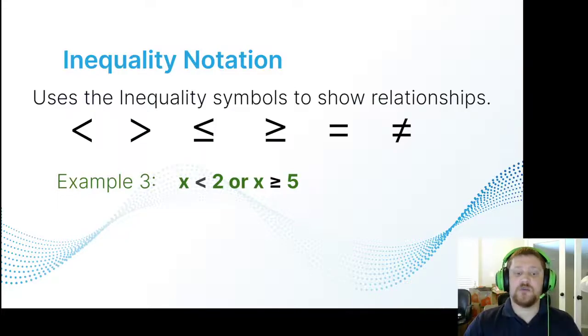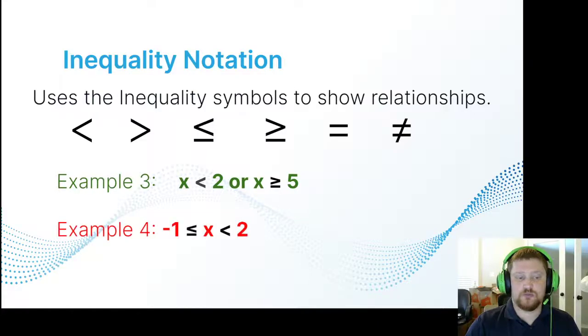If you wanted all the numbers between -1 and 2, including -1 but not 2, -1 is less than or equal to X is less than 2.